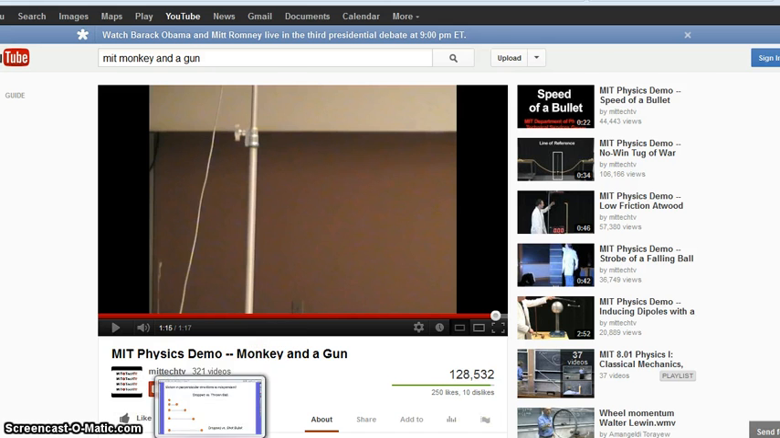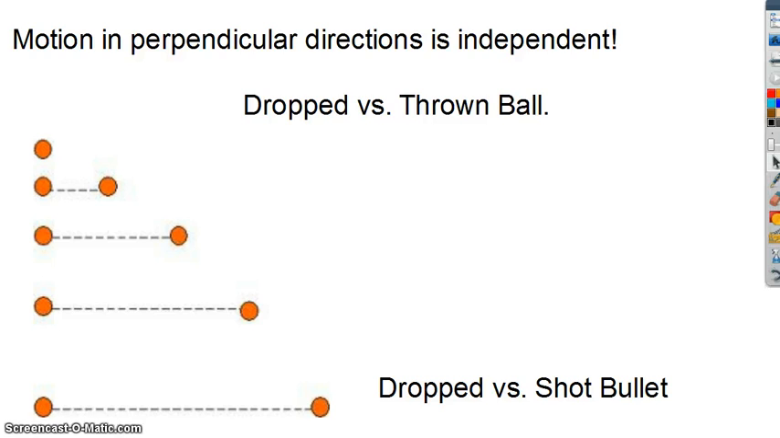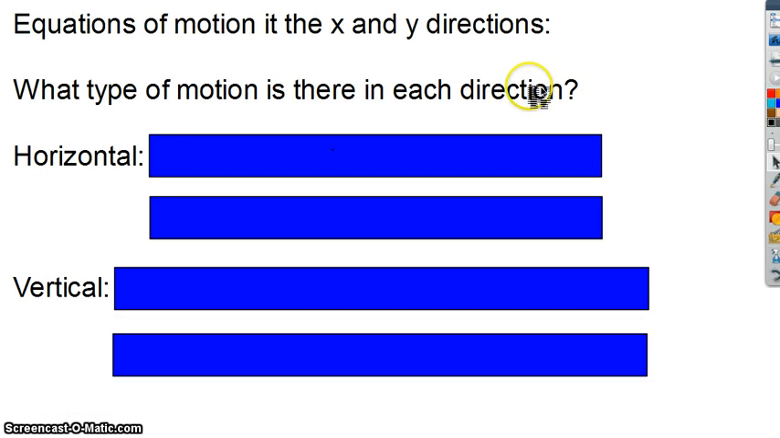All right, let's go back to the presentation here. We need to figure out what equations of motion we use in the x and y, or the horizontal and vertical directions, when we're dealing with these types of problems.